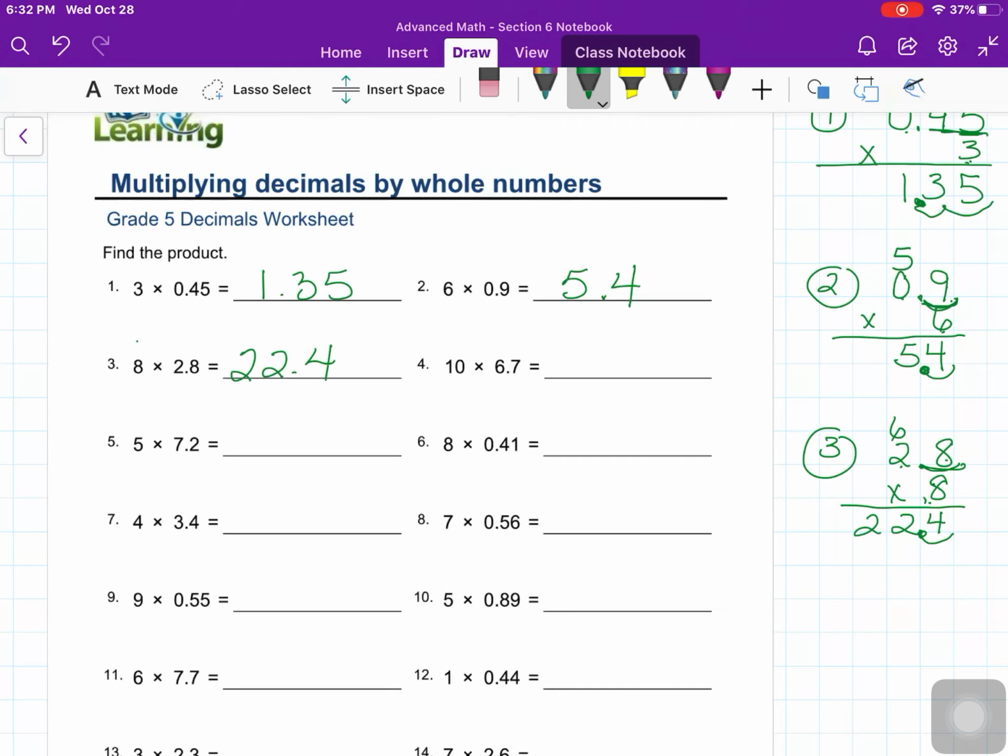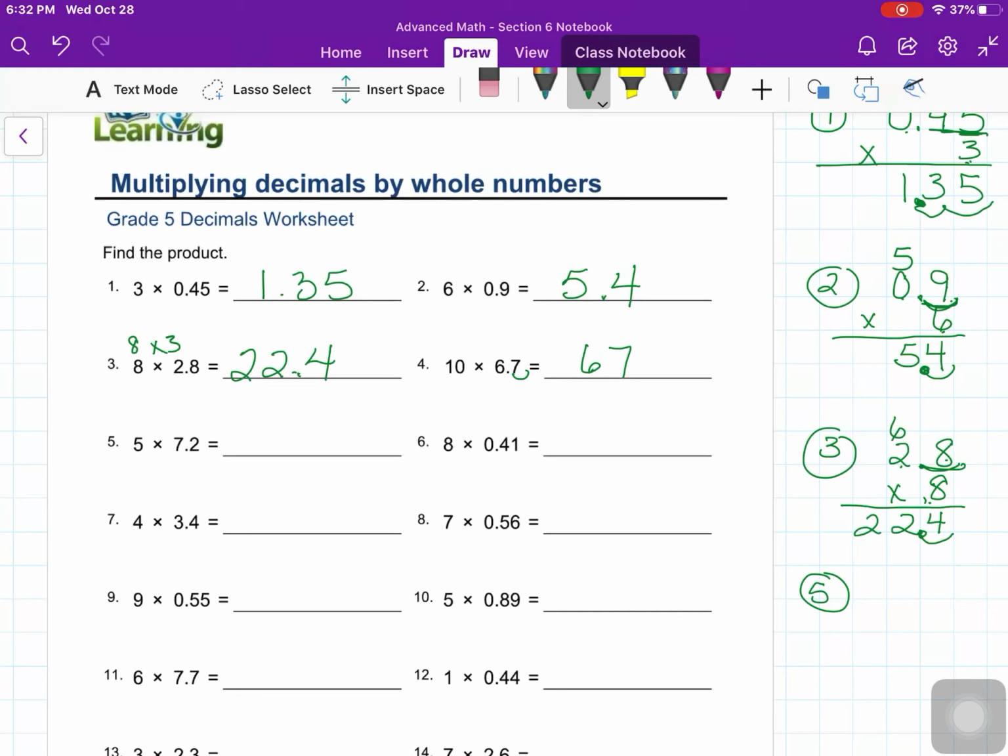Double check my estimation, and if this was 8 and if I rounded this to 3, 8 times 3 would be 24, so that's logical. That makes sense that my decimal point would go there and it would be 22 and 4 tenths. Okay, let's keep going. Number 4. We've got a multiply by 10. Like we practiced on that last one, I don't even have to multiply this one. I simply only have to move my decimal point 1 place to the left because it's times 10, and I know my answer will be 67. I really like those. Well, let's try number 5.